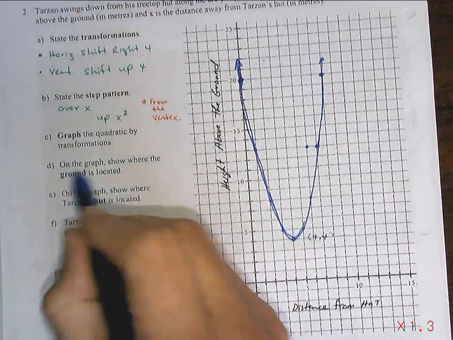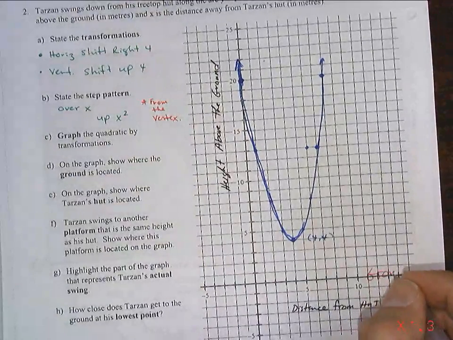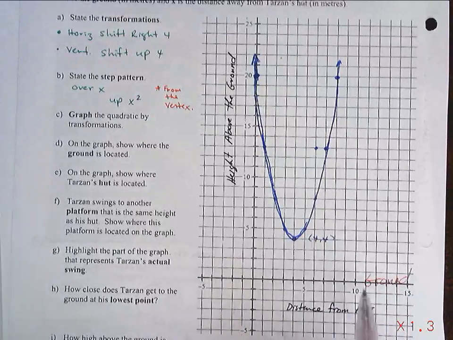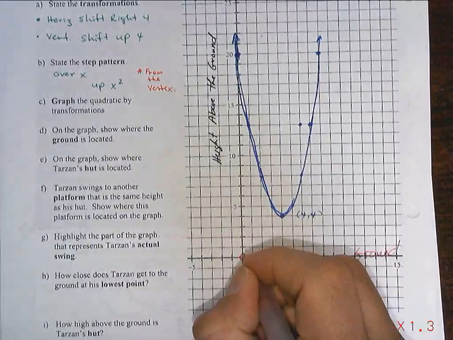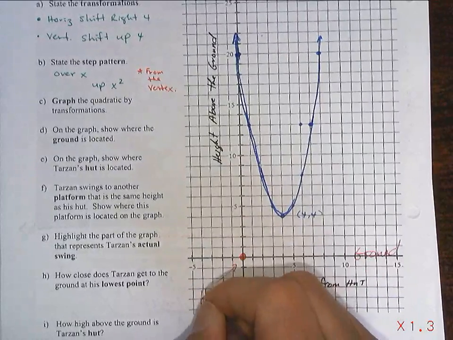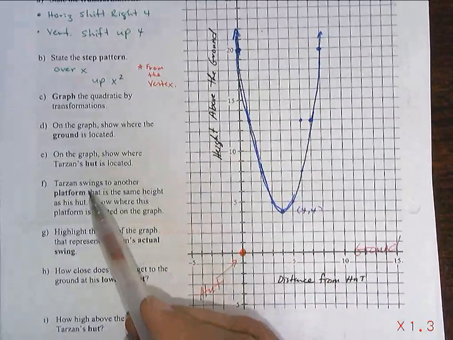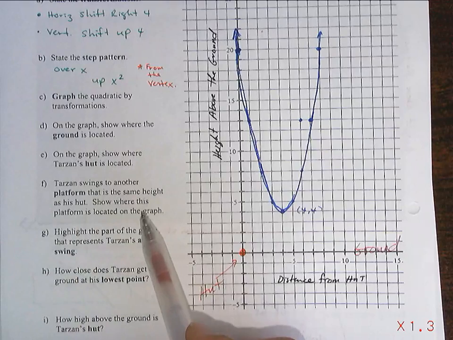Okay, yay. On the graph, show where ground is located. Ground. On the graph, show where Tarzan's hut is located. Well, the hut better be on the ground, and notice that this is the distance from the hut. So that means that the distance from the hut better be 0 when you're at the hut. That just kind of makes sense to me. Tarzan swings to another platform that is the same height as his hut. Show where his platform is located.